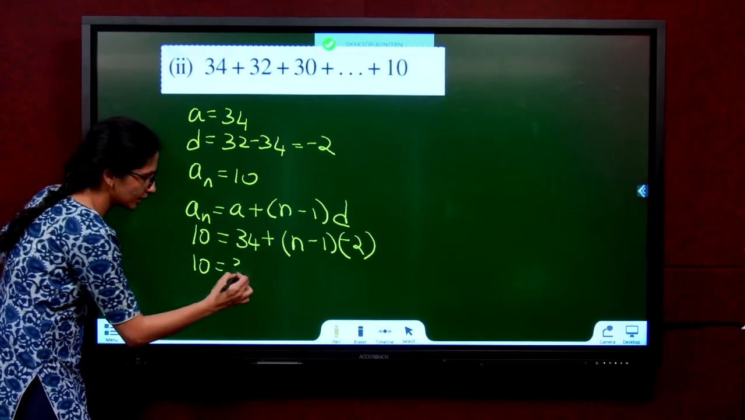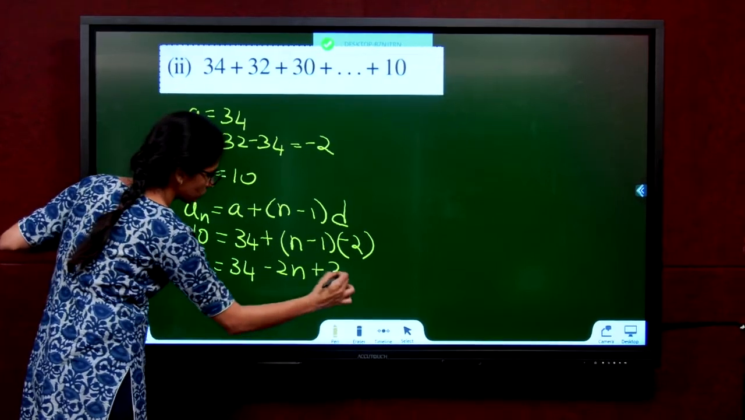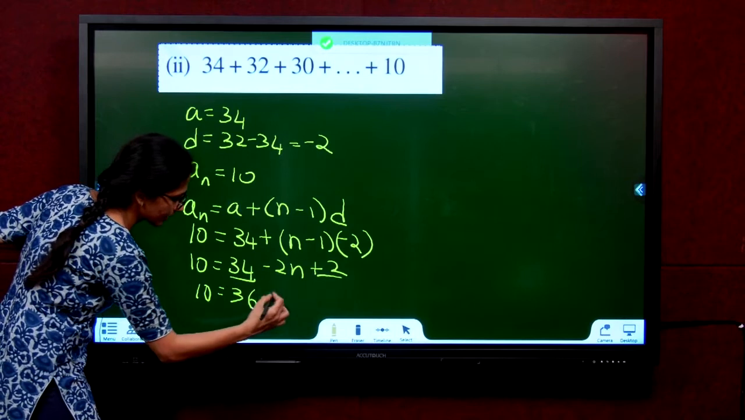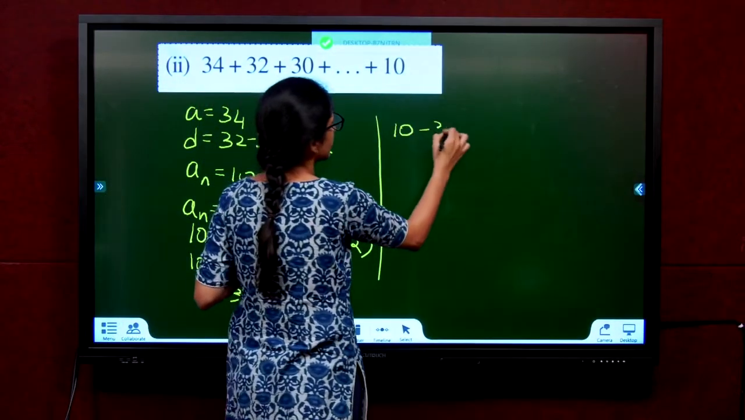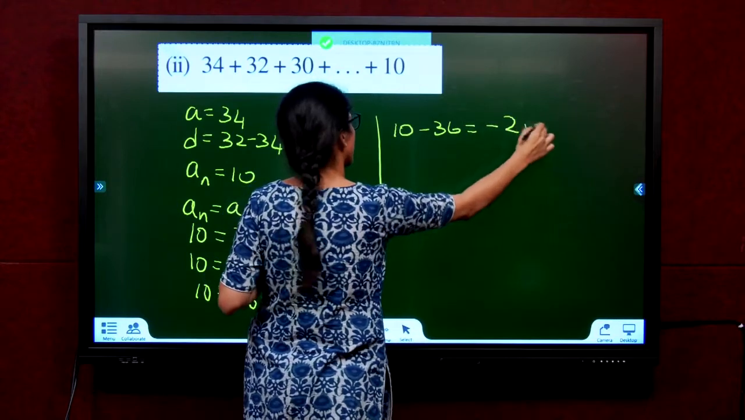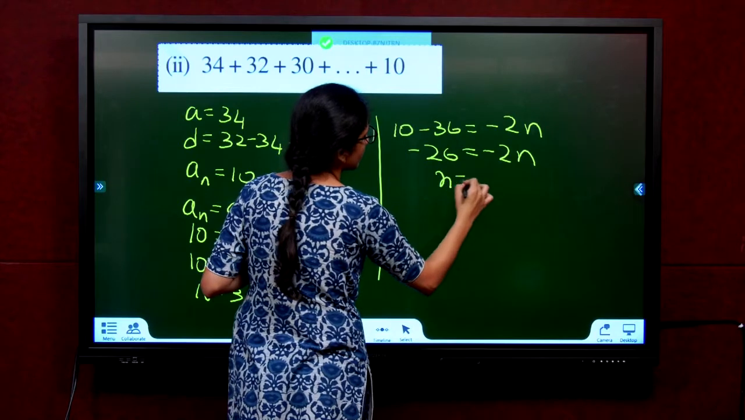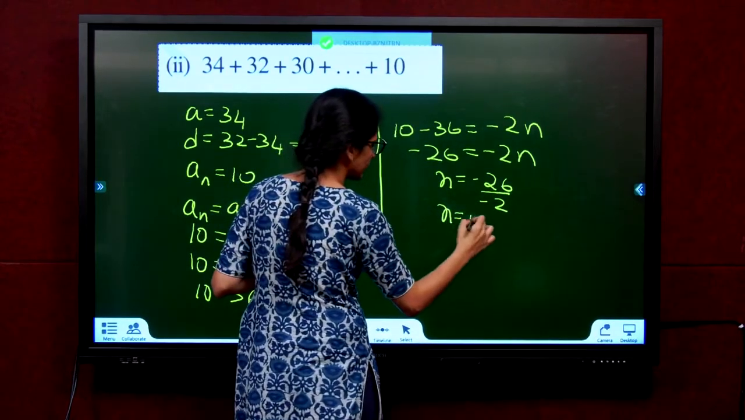10 is equal to 34 minus 2n plus 2. 10 is equal to 34 plus 2, 36 minus 2n. Send the 36 this side. 10 minus 36 is equal to minus 2n. Minus 26 equals minus 2n. N is equal to minus 26 by minus 2, or N is equal to 13.